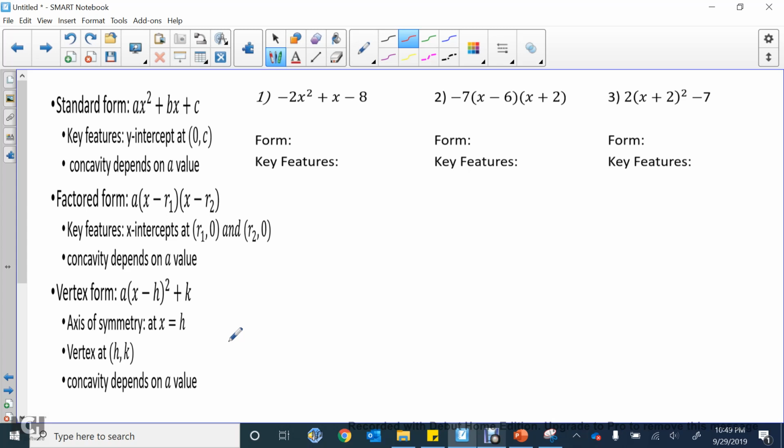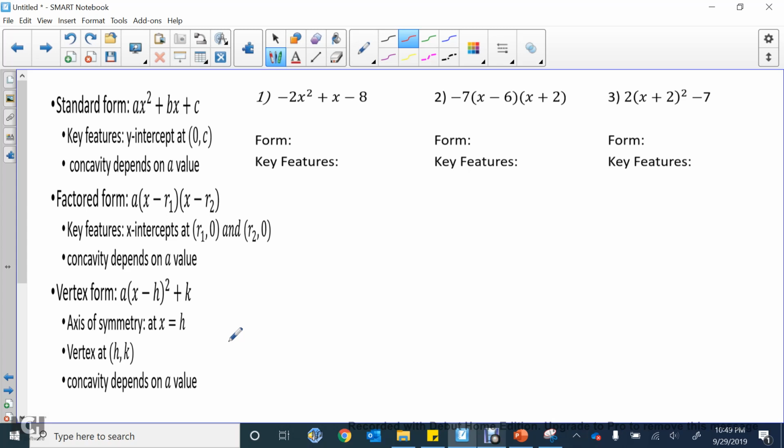The second form is factored form, a times the quantity x minus r sub 1 times the quantity x minus r sub 2. It will give us the key features: x-intercepts at (r sub 1, 0) and (r sub 2, 0). It will also give us the concavity, depending on the a value.